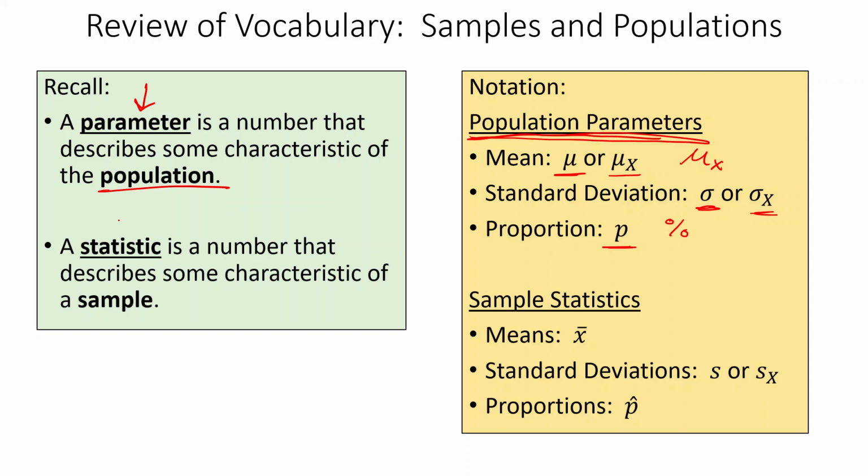When we talk about a sample, we use the word statistic instead, so it's a number that describes something from a sample. So for sample statistics, for the mean, we use x with a little line over it. We call that x bar. Standard deviation, we usually use s, or s sub x, the standard deviation of the variable x. And if we're working with a percent, it's p hat. So we call that p hat. We put this little hat on it, like that, p hat.